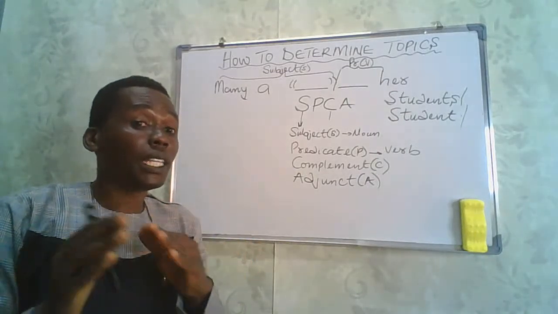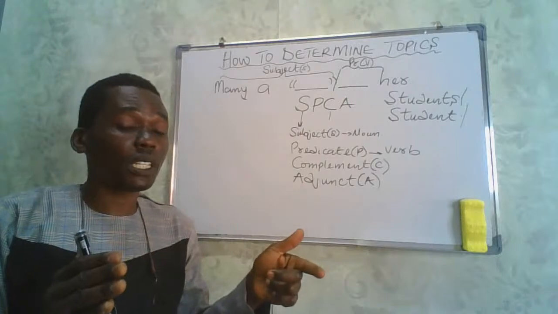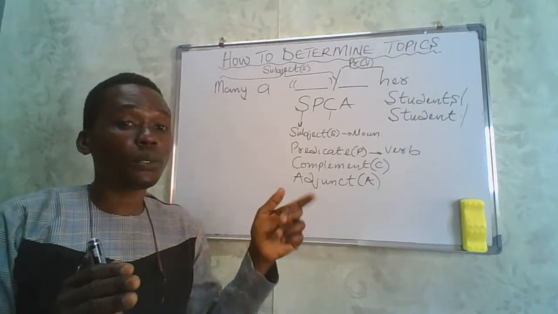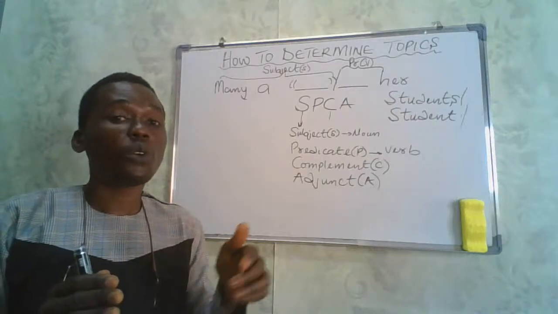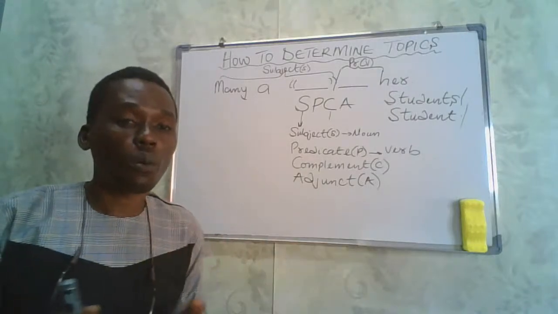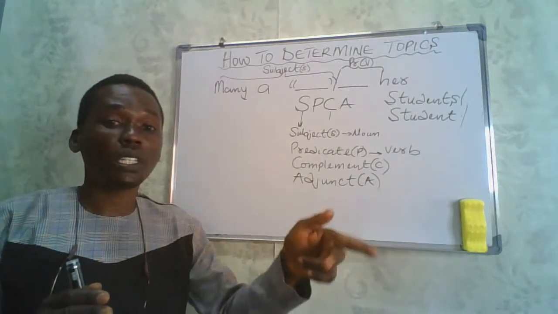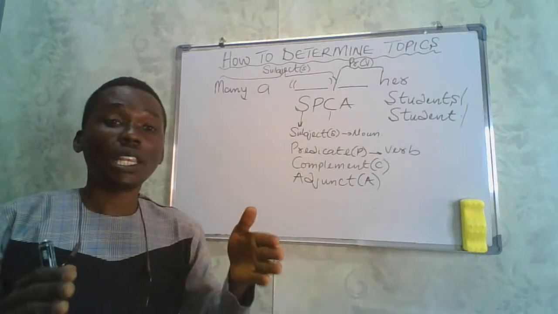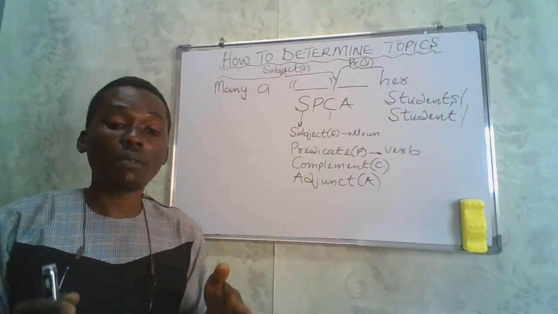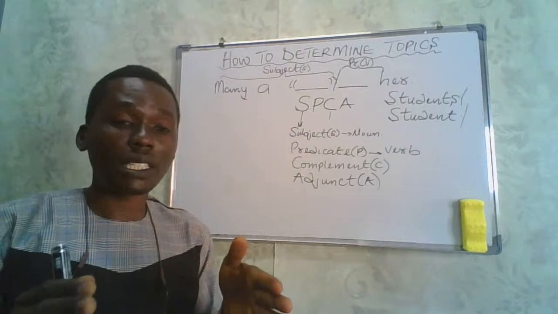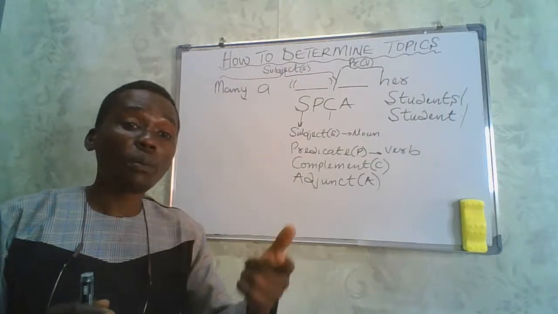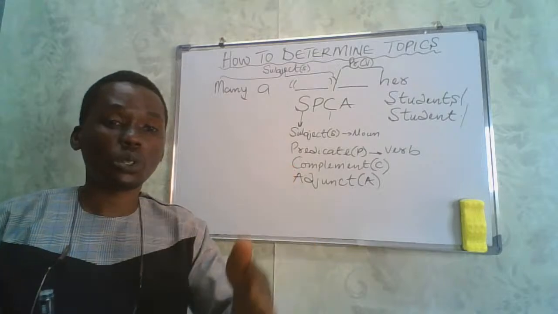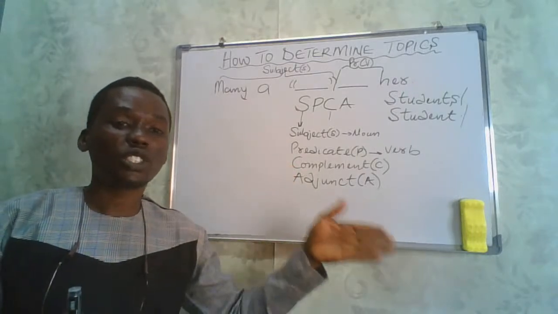Now remember, in a sentence, you either have the subject and the predicate, or you have the subject, the predicate, and the complement, or you have a full complete statement: the subject, the predicate, the complement, and the adjunct. Now, the next thing is to find out if you have a complement in that sentence. Remember, the complement is the receiver of the action that is being done by the subject.